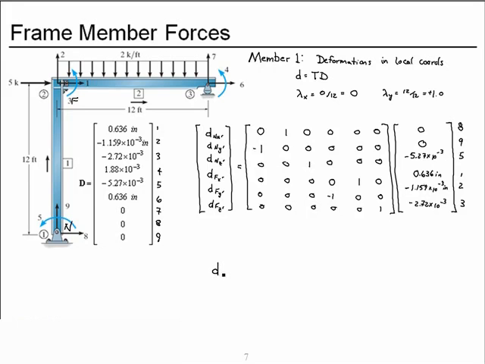Our deformations in local coordinates for member 1 will be, we have 0 and then a 1 times 0, a negative 1 times 0, and then 1 times the negative 5.27 times 10 to the minus 3rd radians, and then a 1 times the negative 1.159 times 10 to the minus 3rd inches, then a negative 1 times our other displacement, so we have a negative 0.636 inches, and then a 1 times the negative 2.72 times 10 to the minus third radians.